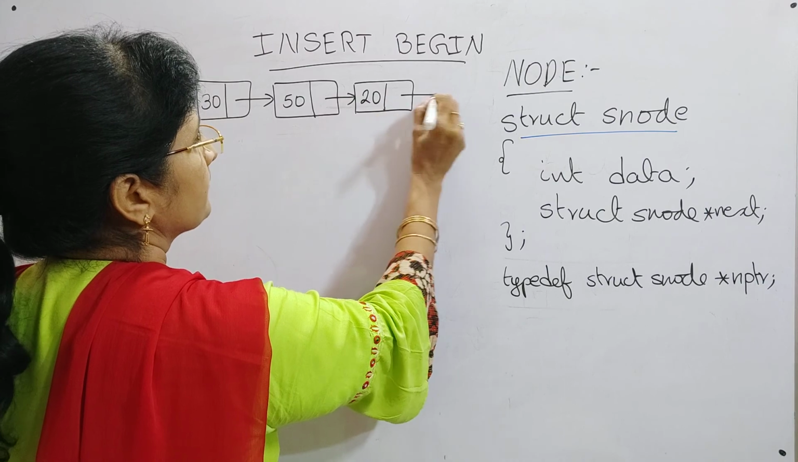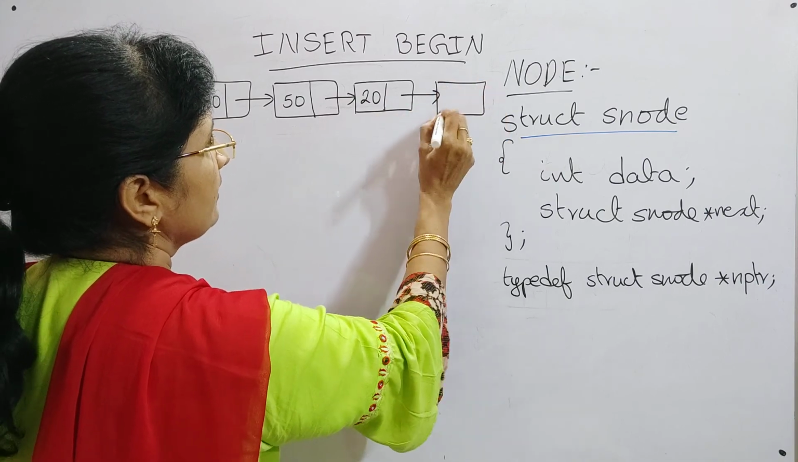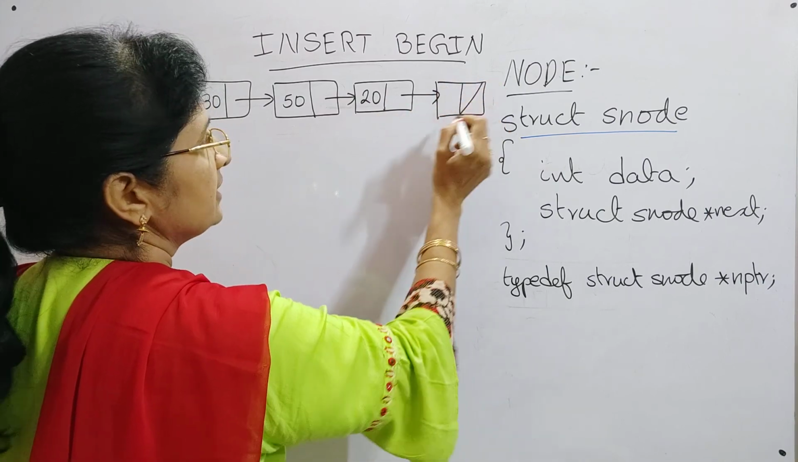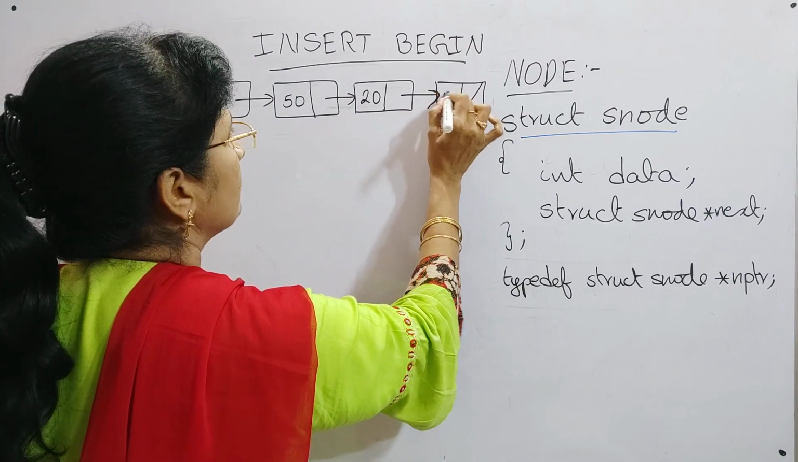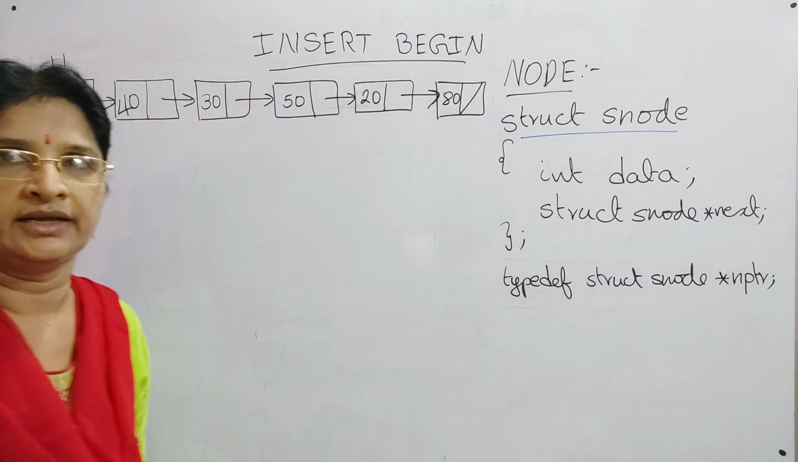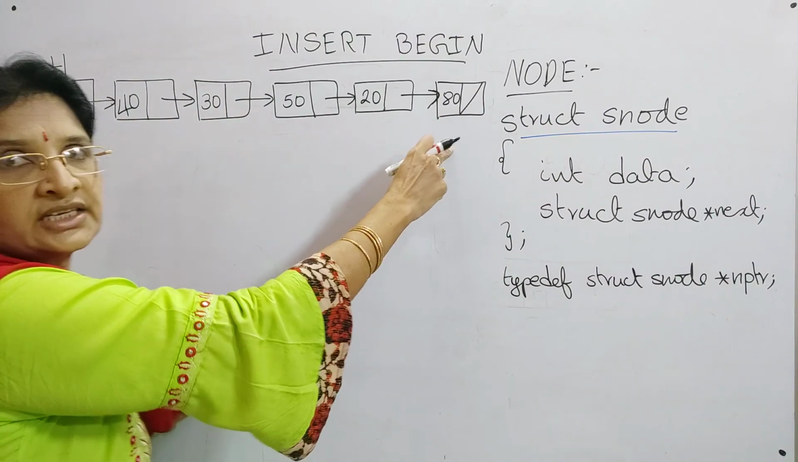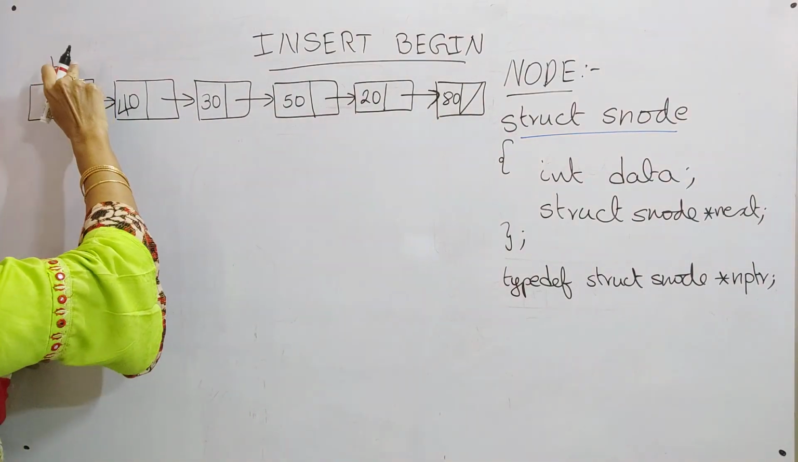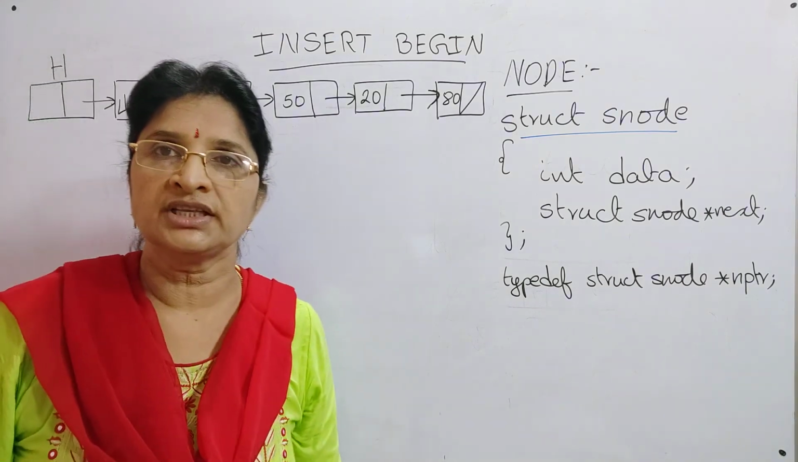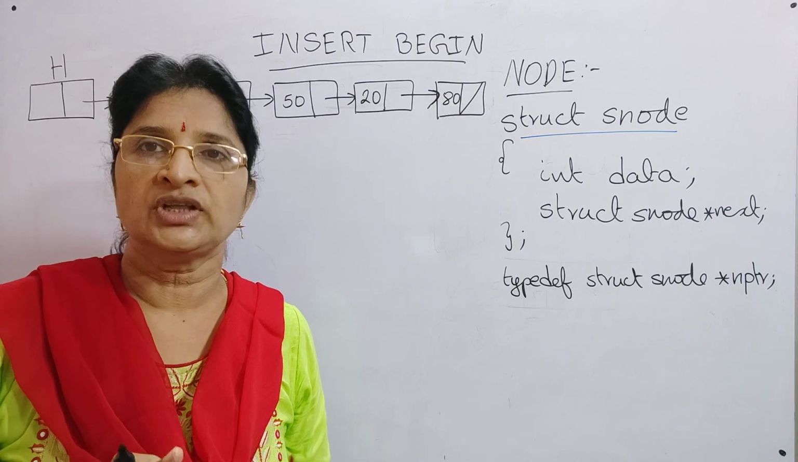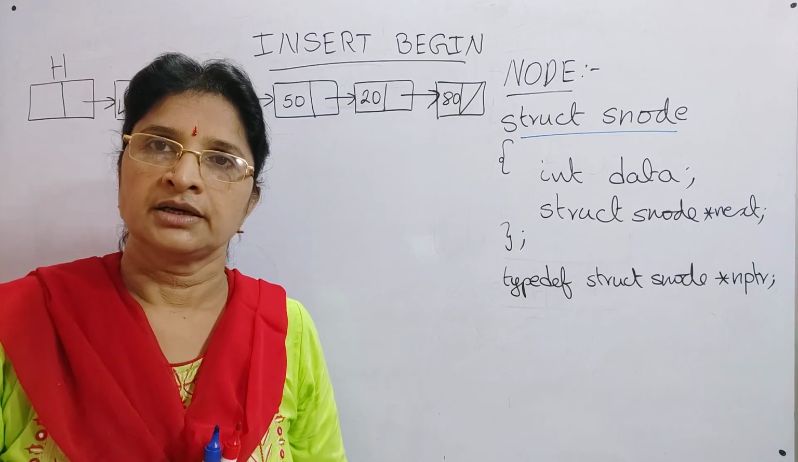So this is my list and this is null. This is the last node, and here you have a value of something like 80. This is my existing list, and the header node of this list is H. That has already been created by using the function create header, which was explained in the previous lectures.